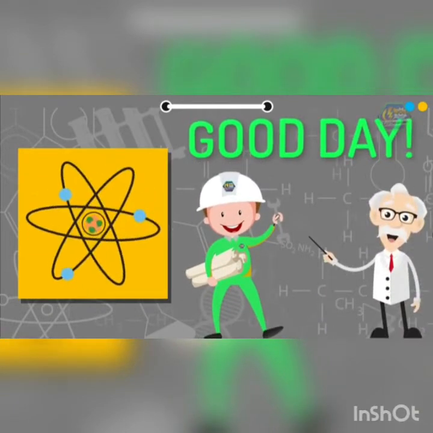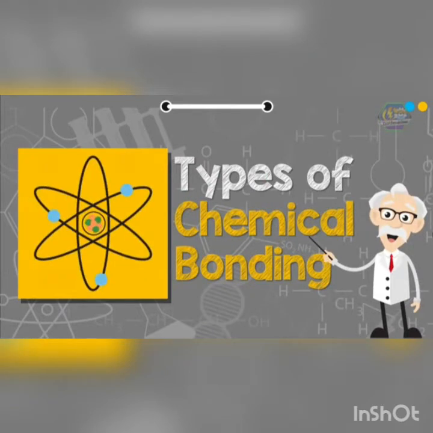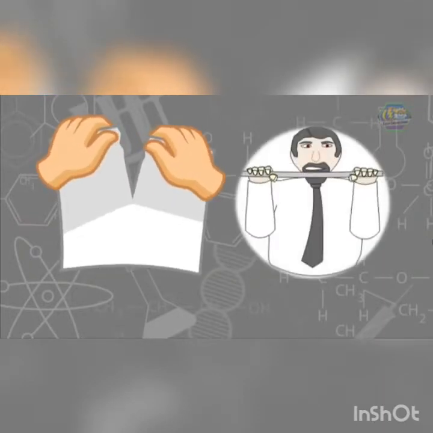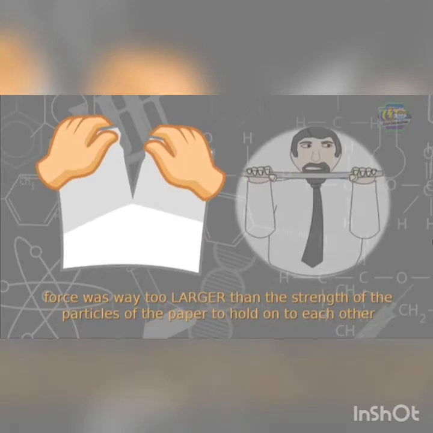This time we're going to talk about types of chemical bonding. Have you tried pulling a piece of paper apart until it tears off? Or have you tried pulling a steel bar until it breaks off? The paper was torn off because your force was way too larger than the strength of the particles of the paper to hold on to each other.